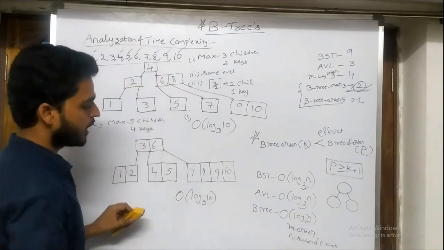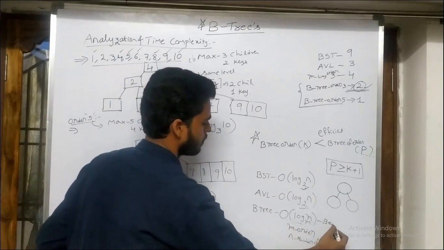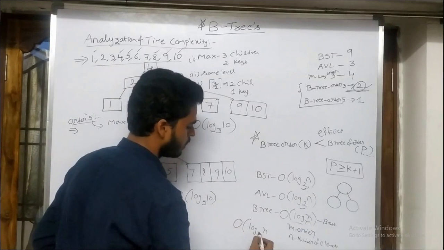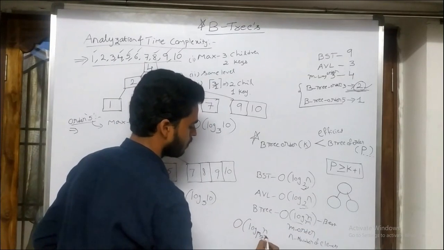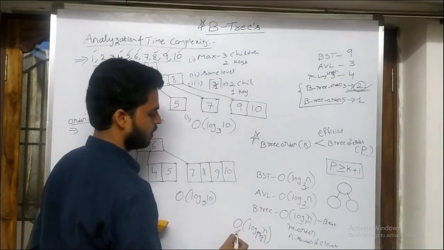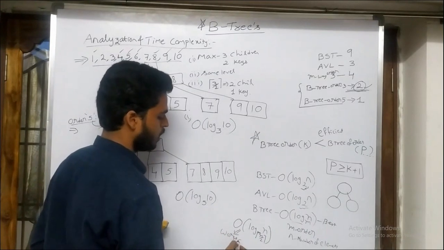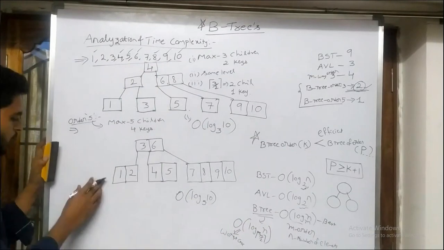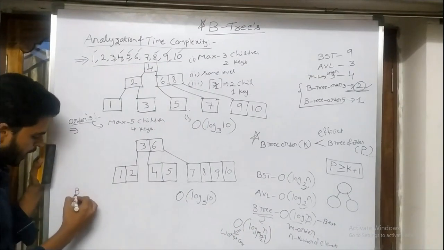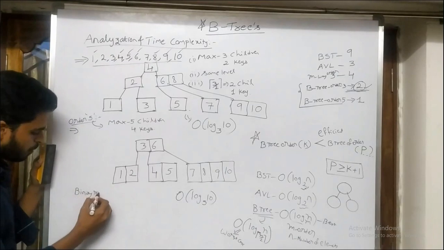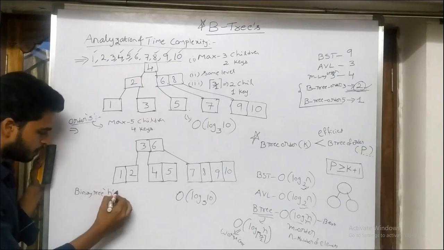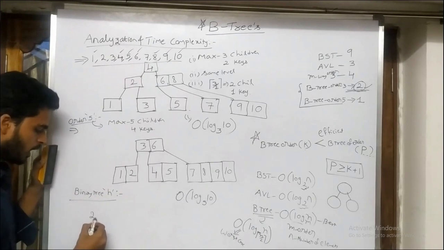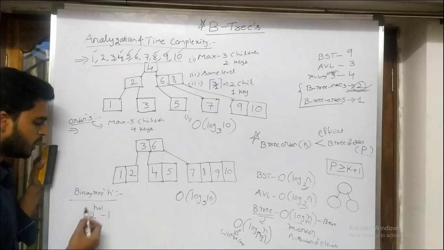This is our best case. What about the worst case? The worst case is big O of log n to the base m by 2. This is the worst case time complexity for a B tree. Okay, fine. I have one question. If I am constructing a binary tree of height h, how many elements am I able to store? I can store 2 power h plus 1 minus 1 elements.